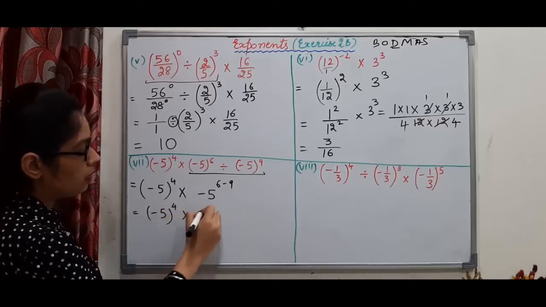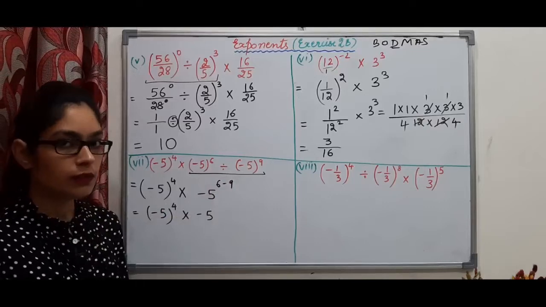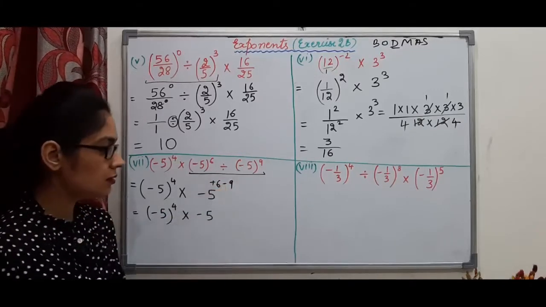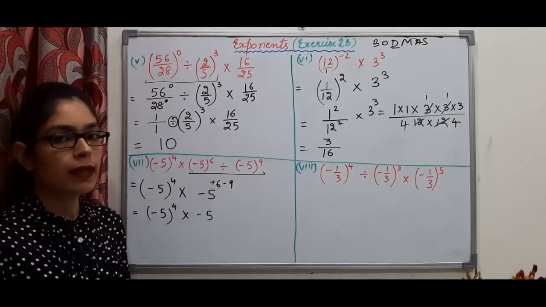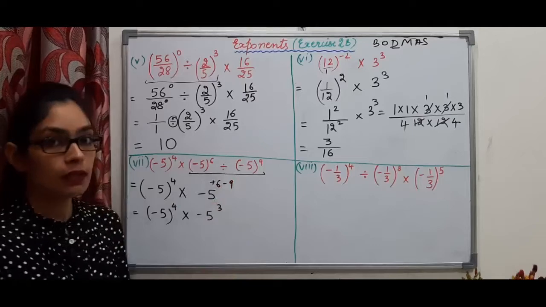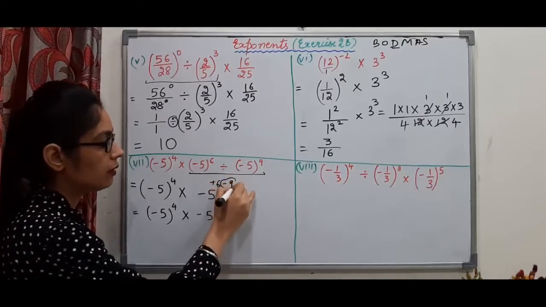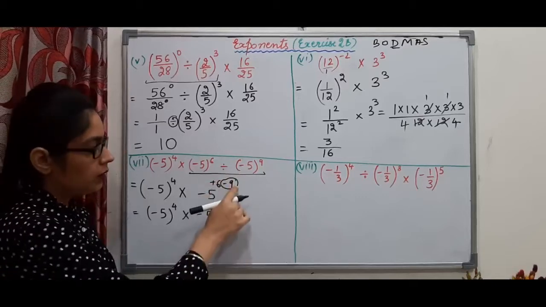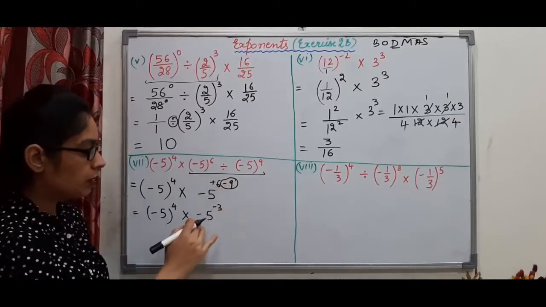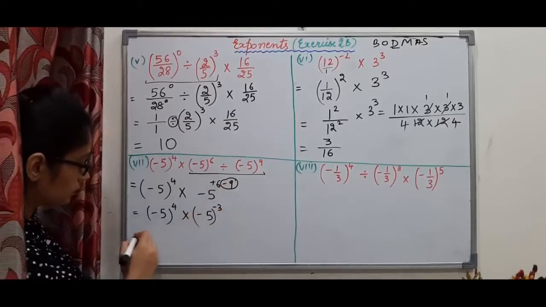to the power 4 into minus 5, 6 minus 9. Addition of integers, one positive integer and one negative integer. This is plus 6 minus 9. So 9 minus 6 is 3, with the sign of the greater number. The greater number is 9 and with 9 the minus sign is there. So it will become minus 5 raised to power minus 3.